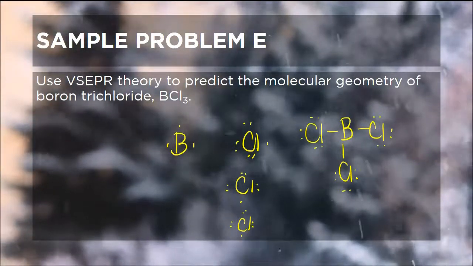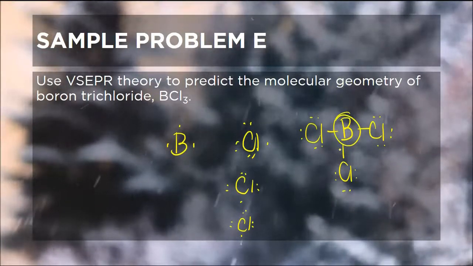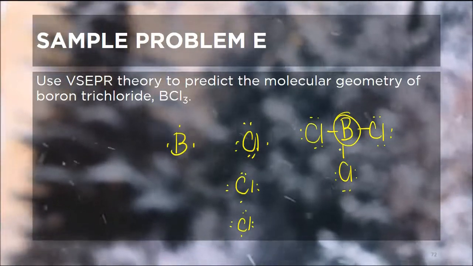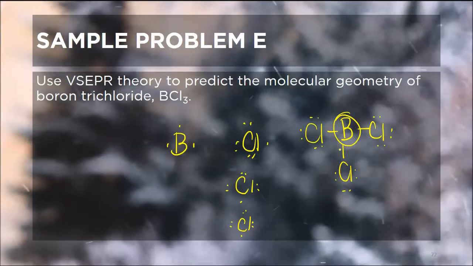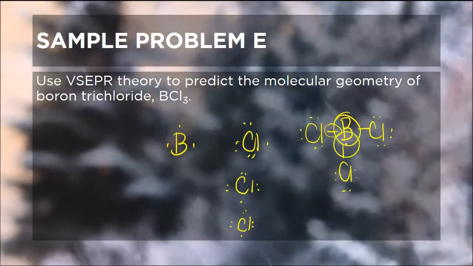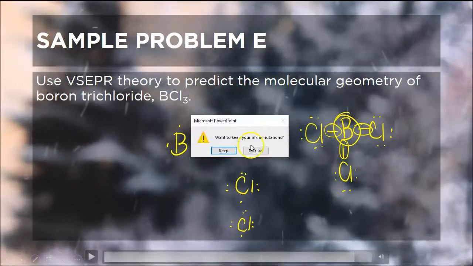In order to predict the shape, again, choose a central atom. In this case, we'll choose boron. How many domains or how many things are around the boron? I see 1, 2, 3. There's no lone pairs. So only 3.